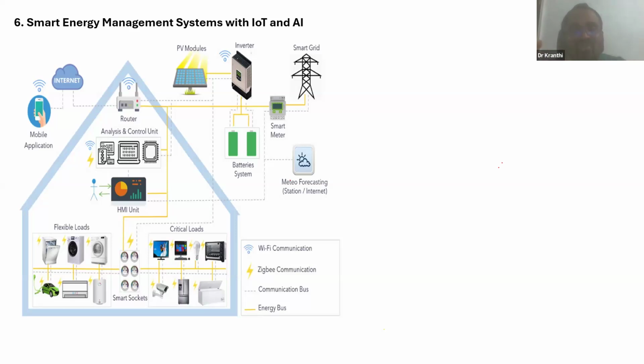Finally, the system is managed by an AI analysis and control unit for automated and remote control via a user-friendly human machine interface and a mobile application connected to the internet. We can also use a mobile phone to look at that. Here we use key technologies, as you know, Wi-Fi. We use our mobile phones, and in recent days we use some ACs also. Those Wi-Fi and Zigbee technologies enable seamless communication between devices, while supporting real-time monitoring in the system.